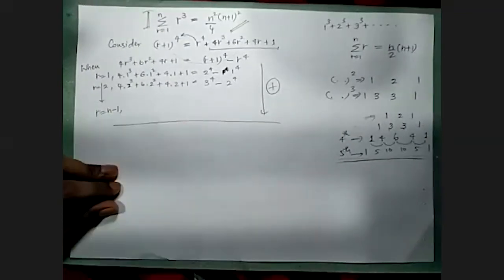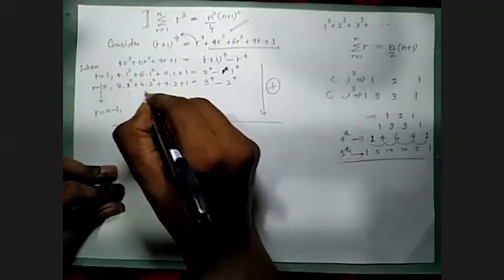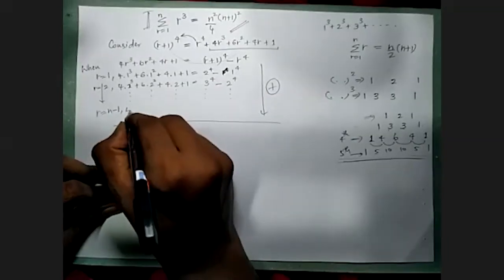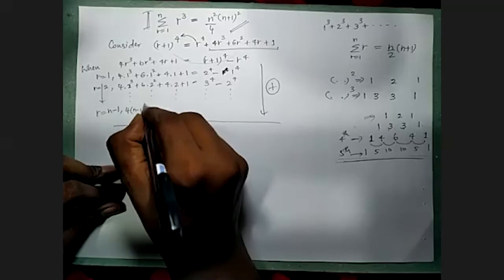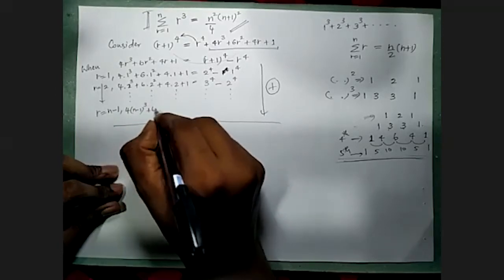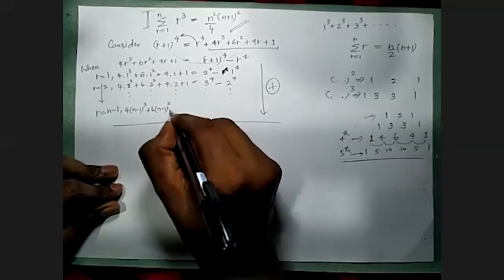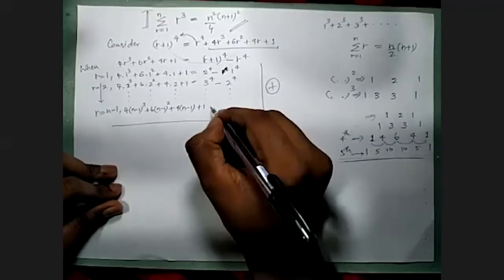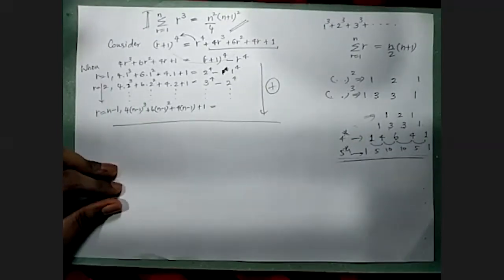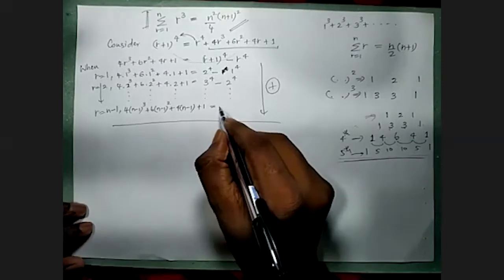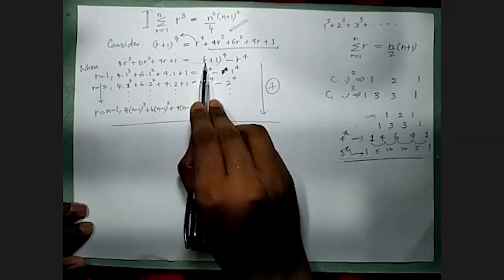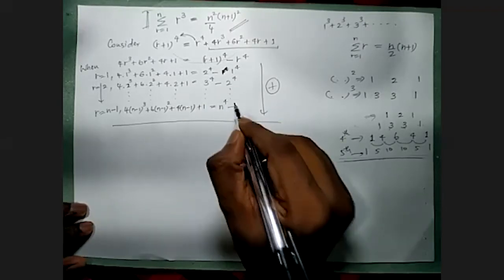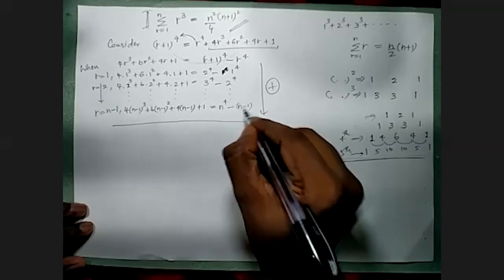Then when r equals n minus 1, this becomes 4 times n minus 1 to the power 3 plus 6 times n minus 1 square plus 4 times n minus 1 plus 1 equals, substitute n minus 1 here, it is n to the power 4 minus n minus 1 to the power 4.